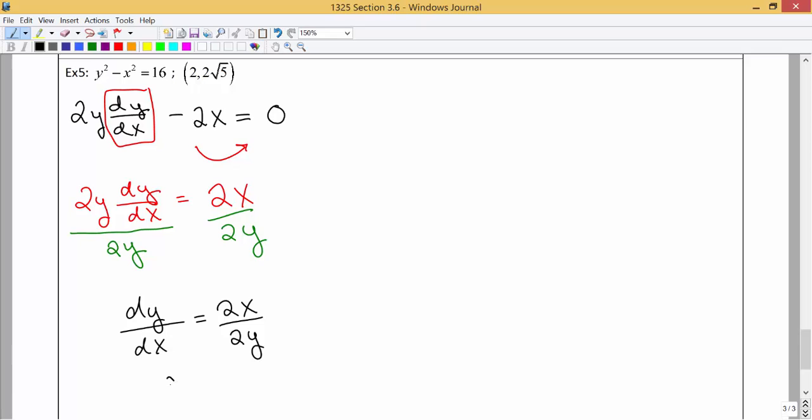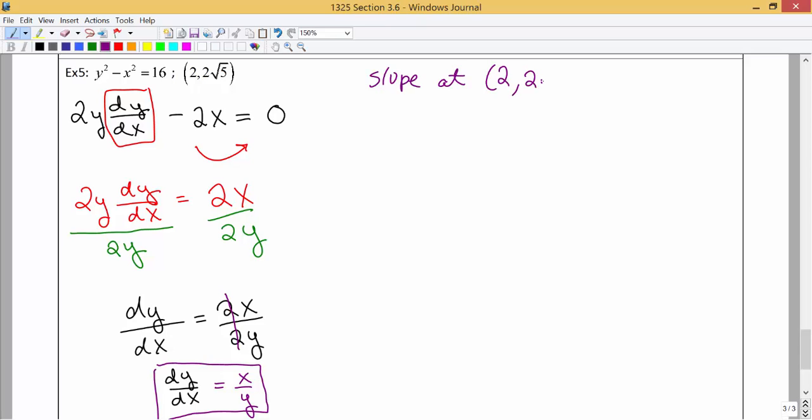And we can reduce this because 2 and 2 are common factors. We can cancel those out, and we're left with a reduced form, which would be x divided by y. And now we're asked to find the slope at a specific given point, 2 comma 2 square root of 5. So this is the x value of the point, and this is the y value of the point.